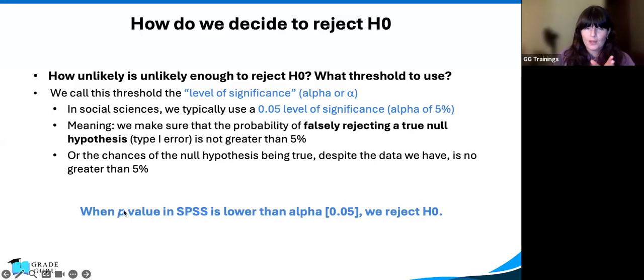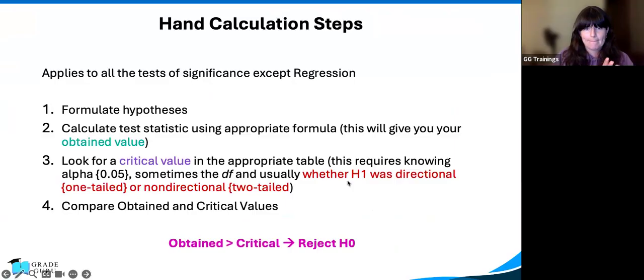To keep it simple, when our p-value in SPSS is lower than the alpha, we would reject H0. I'm going to show you all this on a normal distribution in a second. So the p-value is how we reject H0 in SPSS. Here is how we do it by hand. These hand calculation steps apply to all of the tests of significance that you do by hand, so the one-sample tests and both the chi-square tests. It's a little bit different for regression, just because the regression hand calculation question is phrased very differently.